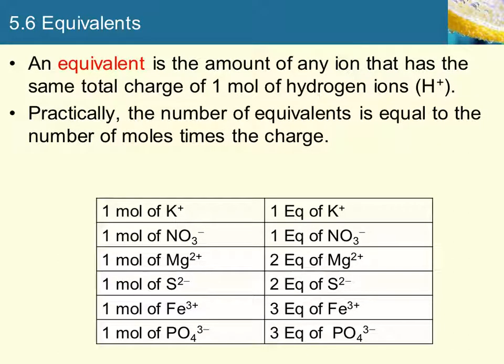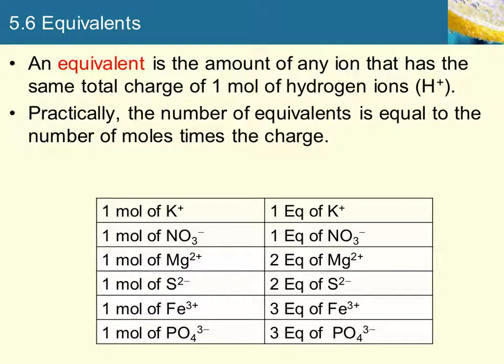So a new word we're going to talk about now is an equivalent. And that's not a conversion factor. You've heard me talk about different conversion factors. A conversion factor is like 1 mole equals the gram formula mass, or a dozen equals 12. Here, an equivalent is the amount of any ion that has the same total charge as 1 mole of hydrogen ions. Well, 1 mole of hydrogen ions is just basically plus 1, because hydrogen only has 1 electron. So if you take it away, it has 1 proton. So the number of equivalents is really equal to the number of moles times the charge.